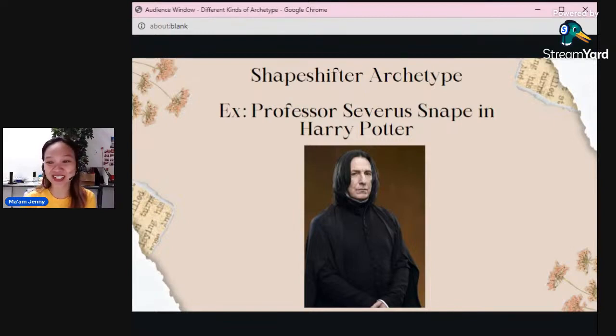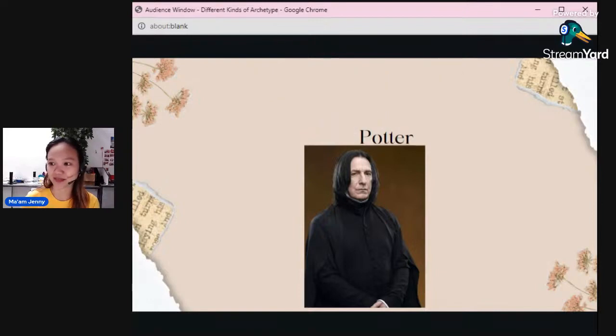Okay, actually, there are so many shapeshifters sa Harry Potter. See, Professor McGonagall, Sirius Black, Remus Lupin, but again, it's not about physical. So, a good example natin dun is Severus Snape.